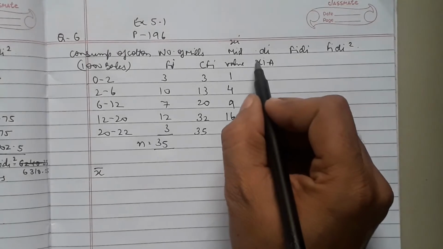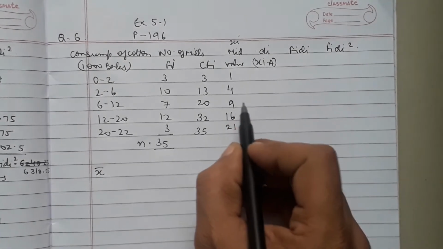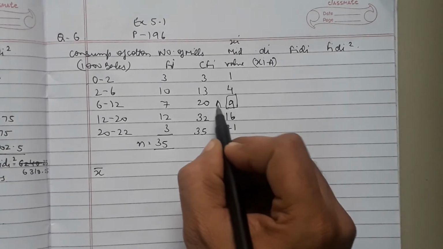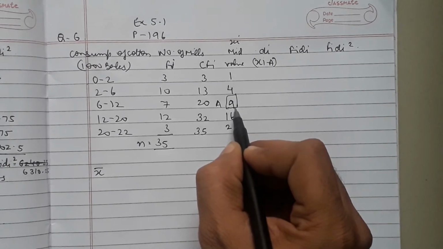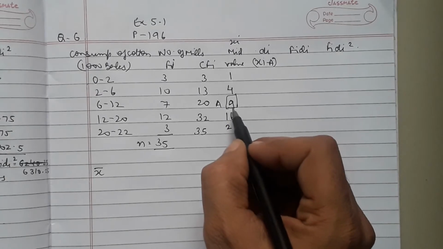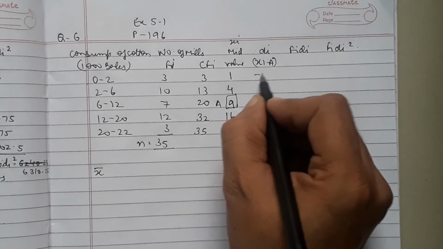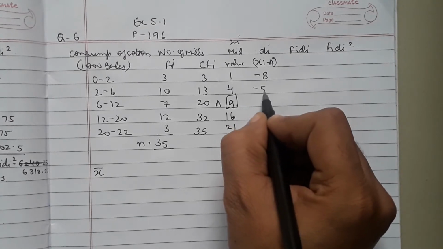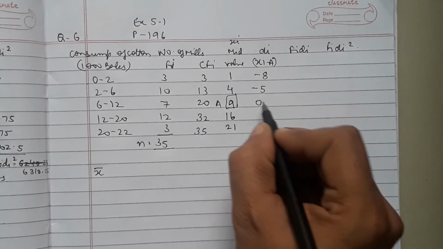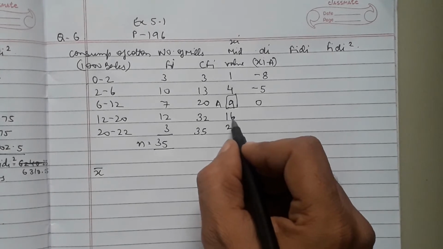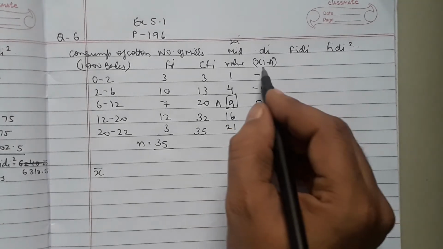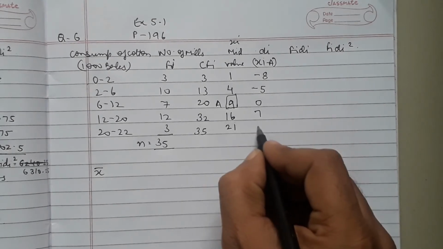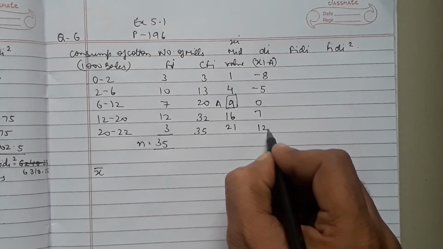Now di is what? Xi minus A. A we take from the value xi, assumed mean. We have taken here 9. So 1 minus 9, we have got minus 8. 4 minus 9, we have got minus 5. 9 minus 9 is 0. 16 minus 9, xi minus A we have to do. So here we will get the positive value 7 and here 12.